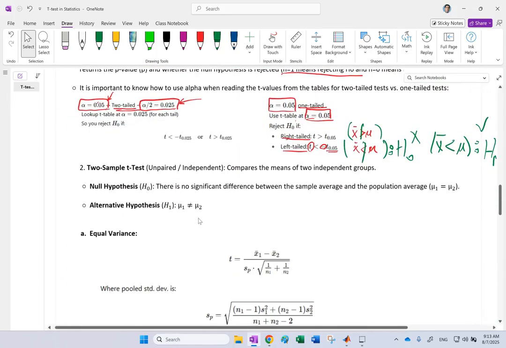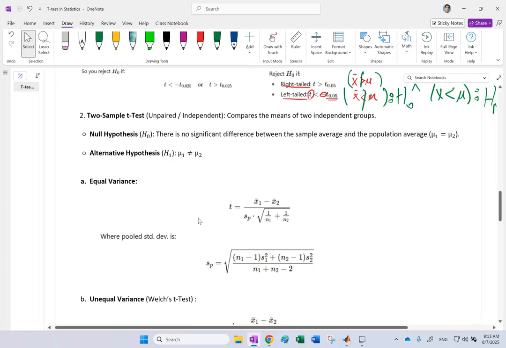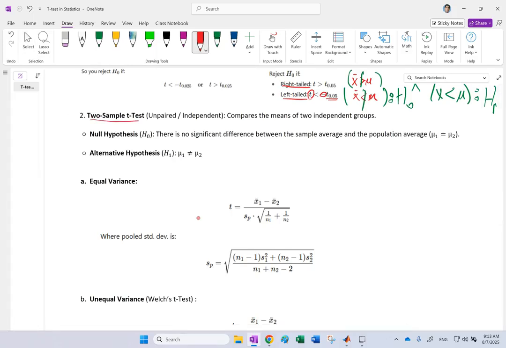Now let's move on to the two other types of t-test. One of them is called two sample t-test. So here you do actually have two samples, and these two groups or two samples are independent from each other. So getting data from one is not going to affect the data from the other one. Okay, so we call them unpaired or independent t-test.